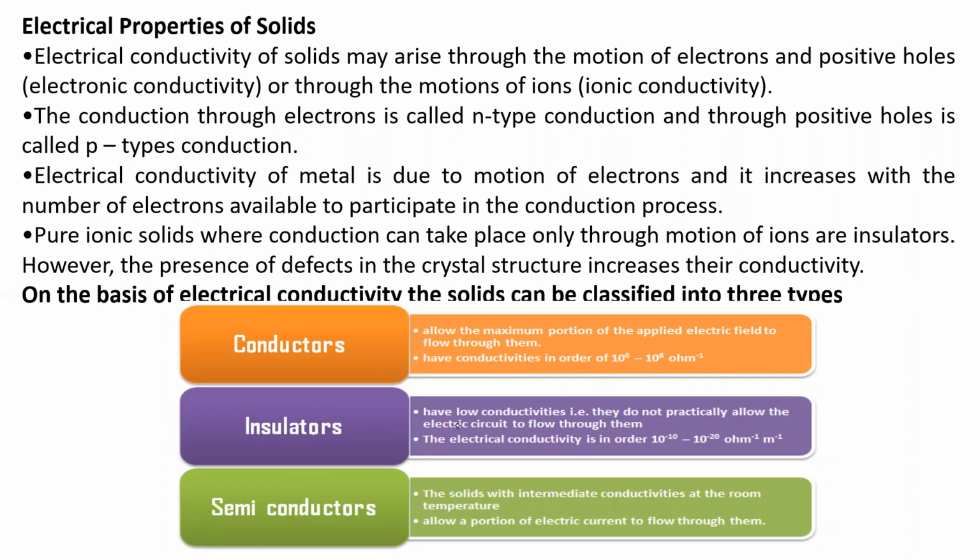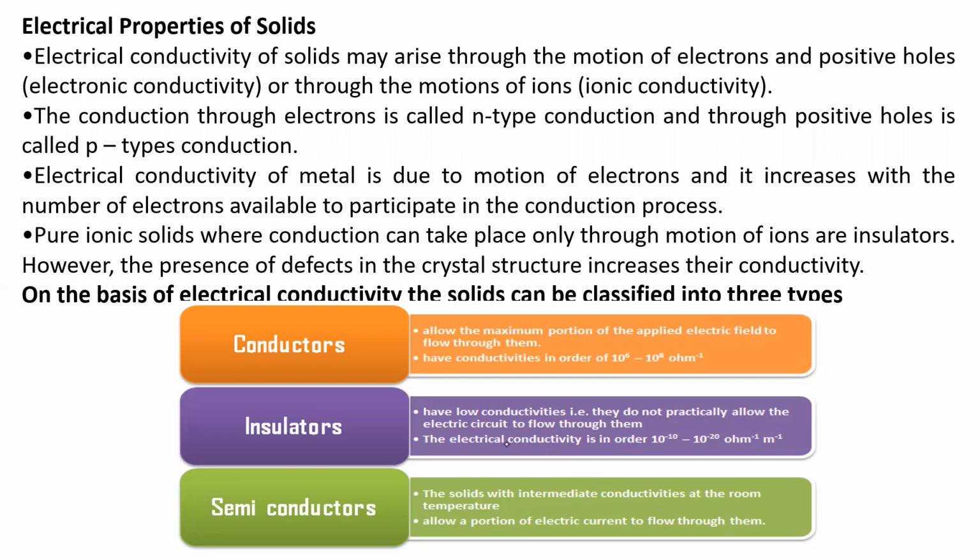Whereas insulators have very low conductivities. We usually cannot pass current through an insulator. They do not practically allow the electric current to flow through them. The electrical conductivity is in the order of 10 to the power of minus 10 to 10 to the power of minus 20 ohm inverse meter inverse. So they are very, very poor conductors.